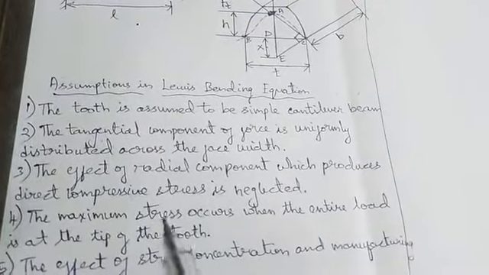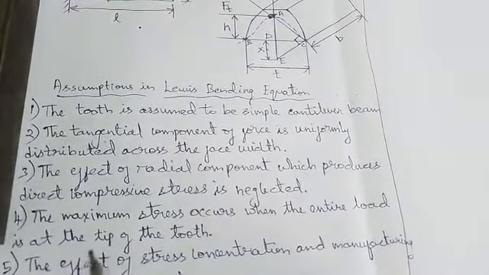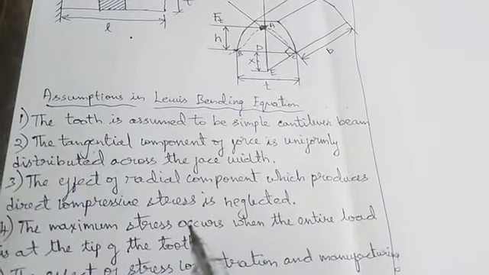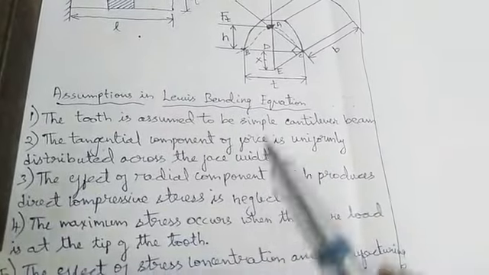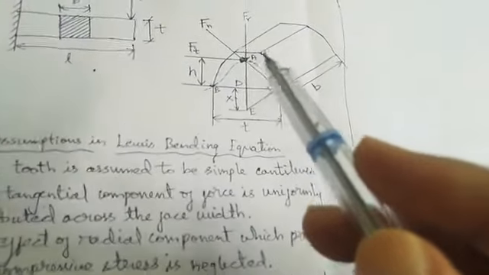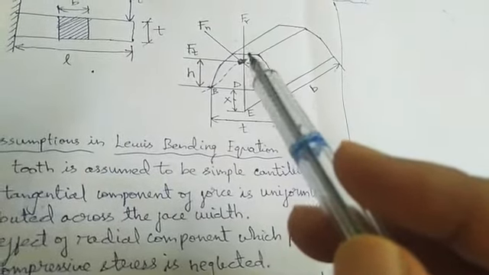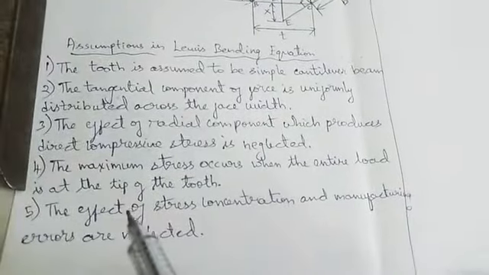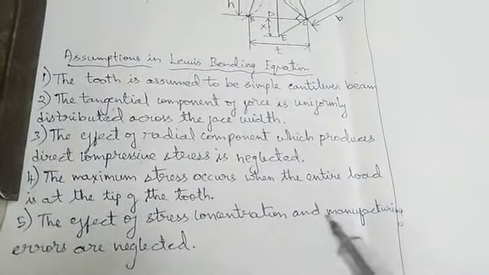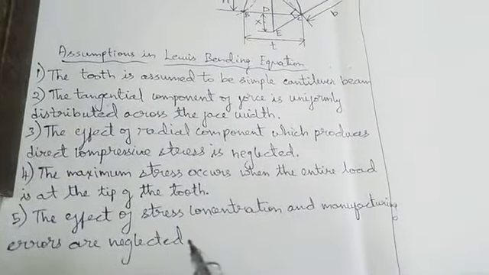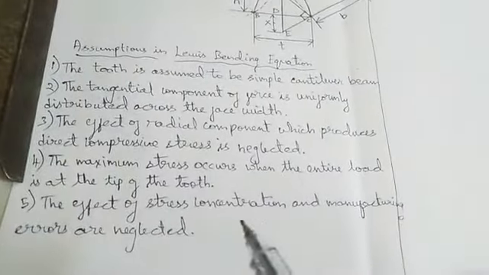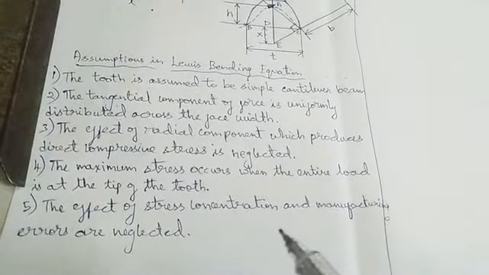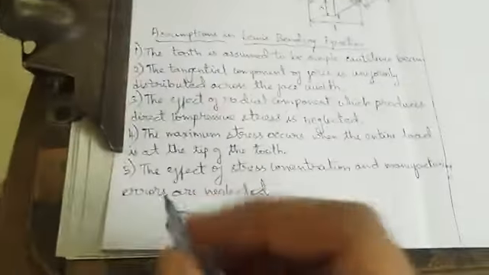Next is that the maximum stress occurs when the entire load is at the tip of the tooth. So when the entire load is acting at the tip of the tooth, the maximum forces will be generated. The next assumption is that the effect of stress concentration and manufacturing errors are neglected. So we have to neglect the effect of the stress concentration factor and the manufacturing errors. Now we shall proceed.